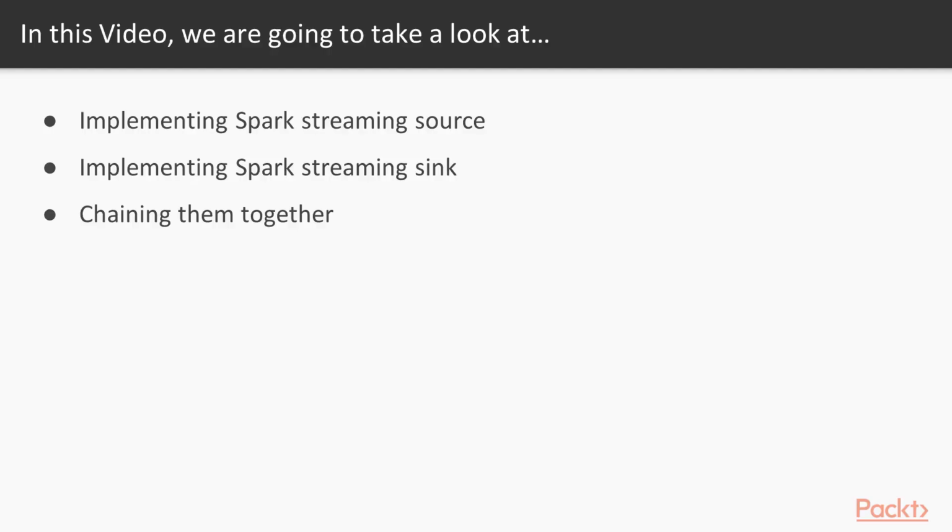In this video, we'll be implementing a Spark Streaming Source, so the class that is responsible for fetching data from a source to our job, and also a Spark Streaming Sink, so the class that is responsible for saving our data to some external data store, and we'll be chaining them together.